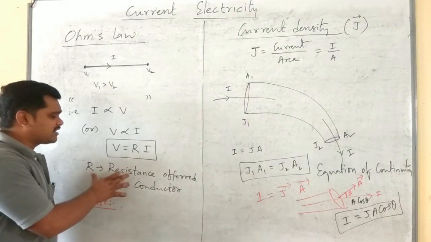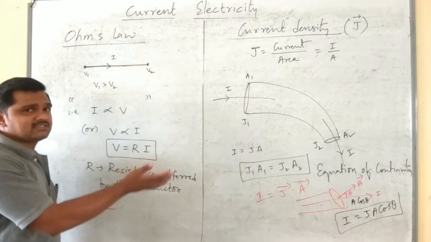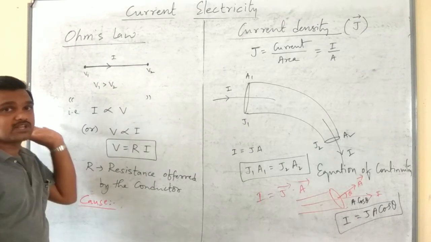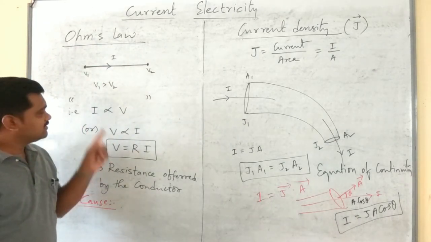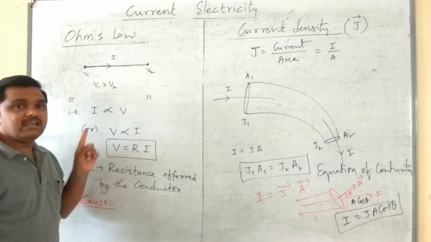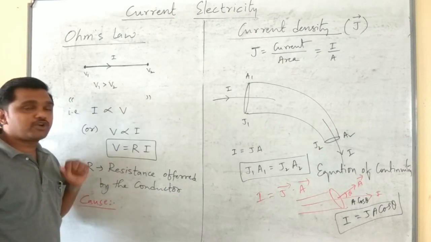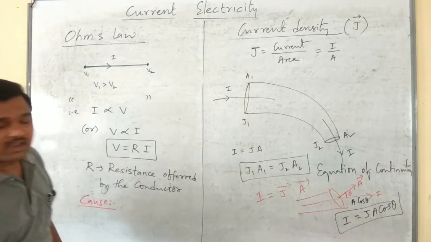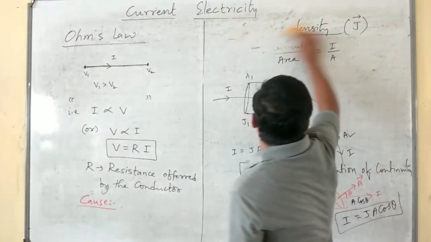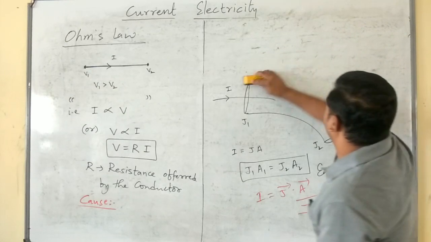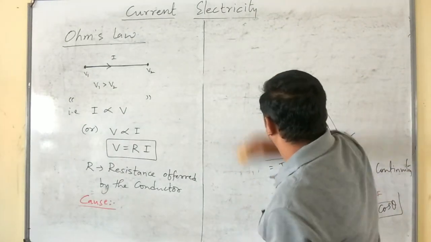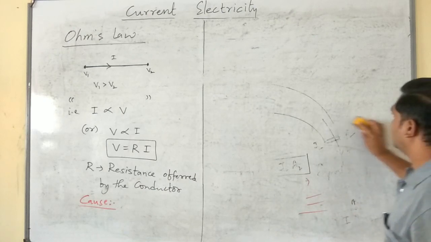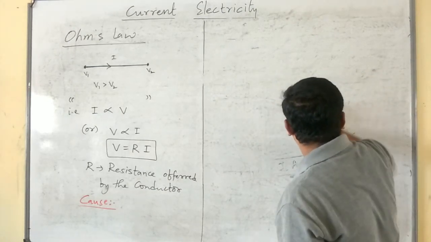Okay, so which factors will affect this resistance? Let us discuss about it later. Now just concentrate on this Ohm's law. Ohm's law says that the current flowing through the conductor is directly proportional to the potential difference across its ends when the physical conditions like temperature, pressure, etc. are kept constant. After knowing this Ohm's law, let us discuss its limitations here itself.